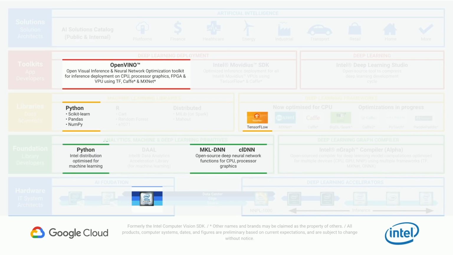Next is MKLDNN, our open source deep neural network functions for our CPU. Library developers can use these primitives to accelerate performance on our hardware. Then we focus on the next layer of stack with Intel optimized frameworks, especially TensorFlow for the purpose of this presentation, as well as Intel distribution of Python. And lastly, we will focus on our deep learning development toolkit, OpenVINO, which makes it possible to run inference with optimized performance on a wide variety of hardware backends using a unified API.